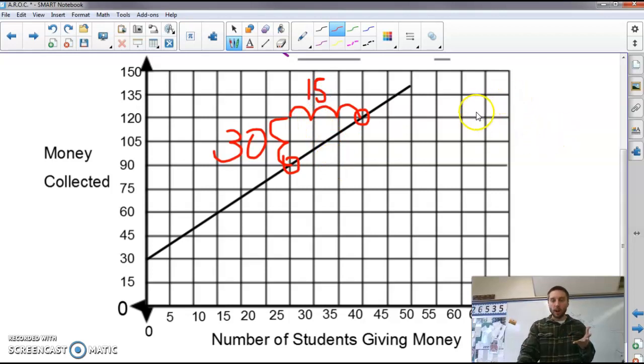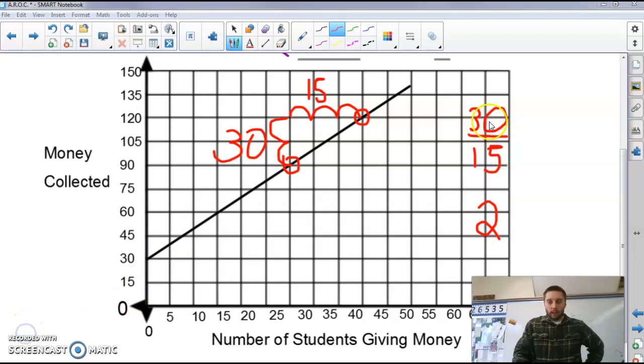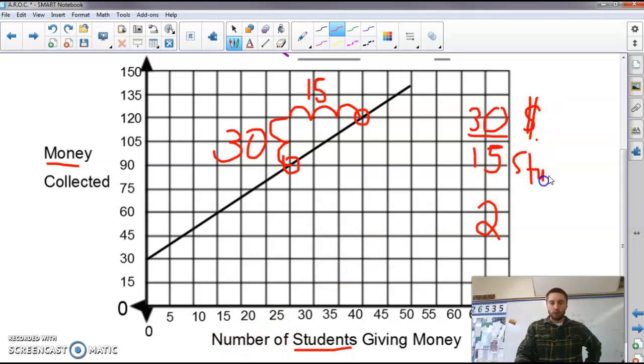So the change in y is 30. The change in x is 15. 30 divided by 15 is 2. Okay, so we got 30 over 15, which is equal to 2. But now I want to know my units. So the change in y, the y value is money. That means money is going to go on the top, divided by the change in x, which is number of students. So money over students.